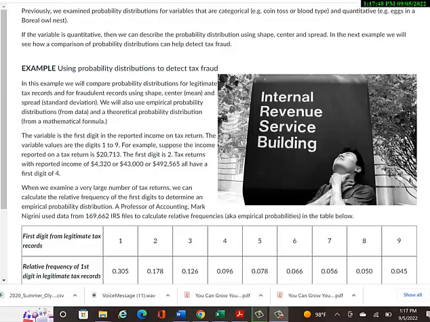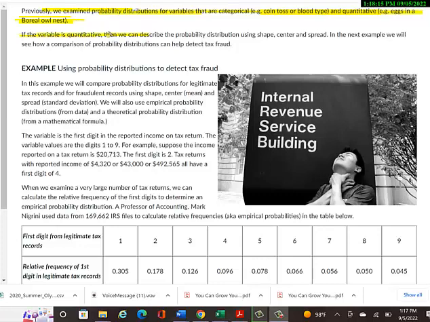So previously we looked at probability distributions. We examined distributions for variables that are categorical, either coin toss or blood type, or quantitative. So remember that categorical is a variable that just has a name. It doesn't have a number associated to it. Like the number of boreal owl eggs in a nest, it was always a number, right? But the blood type, you can't give a blood type a number. We don't use numbers to describe them. We use letters or names.